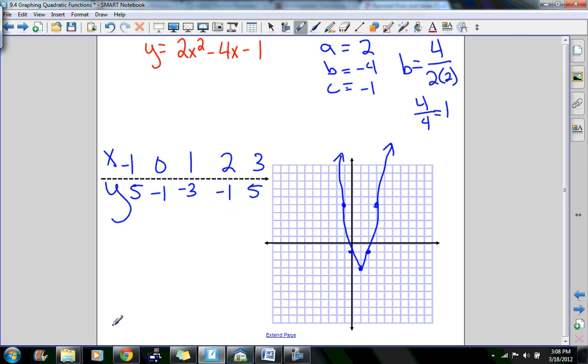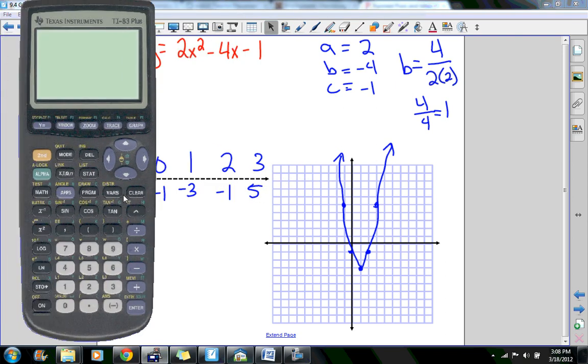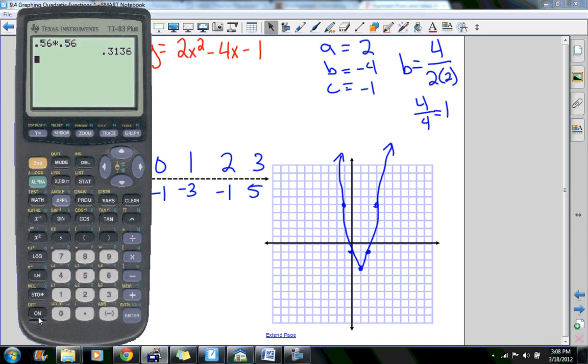But what I want to point out is that if you opened up your calculator, and I want you to do this, that after you graph these, you can graph them on your calculator to see how they look and make sure you did it right, which is totally fine. Make sure you zoom standard. And look at that. Using our table will tell us if we did it right. And look at that, it looks perfect.